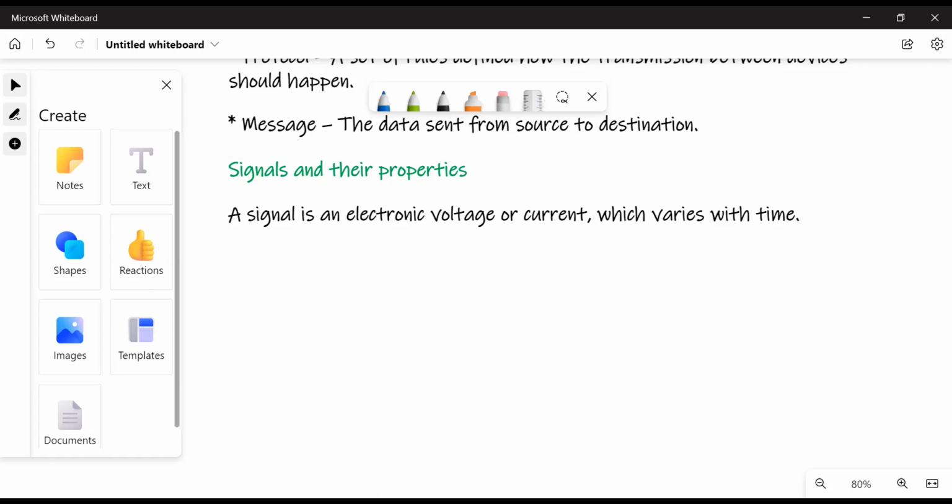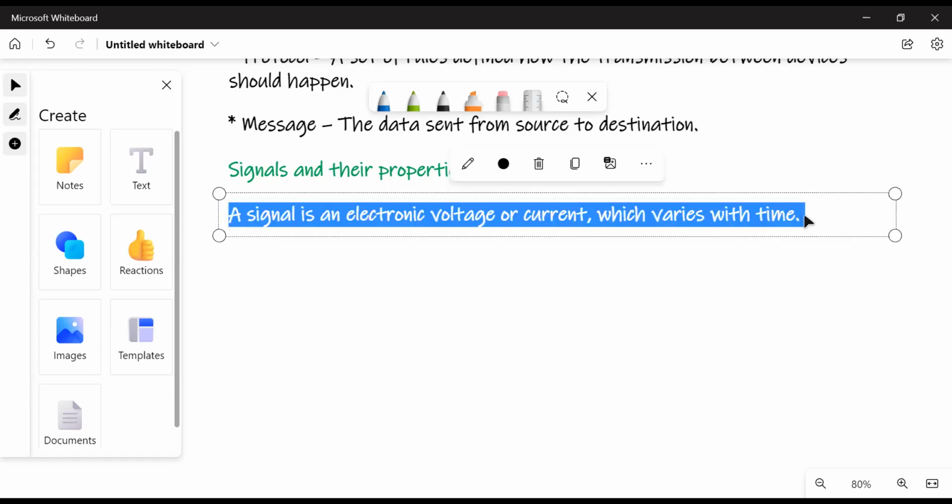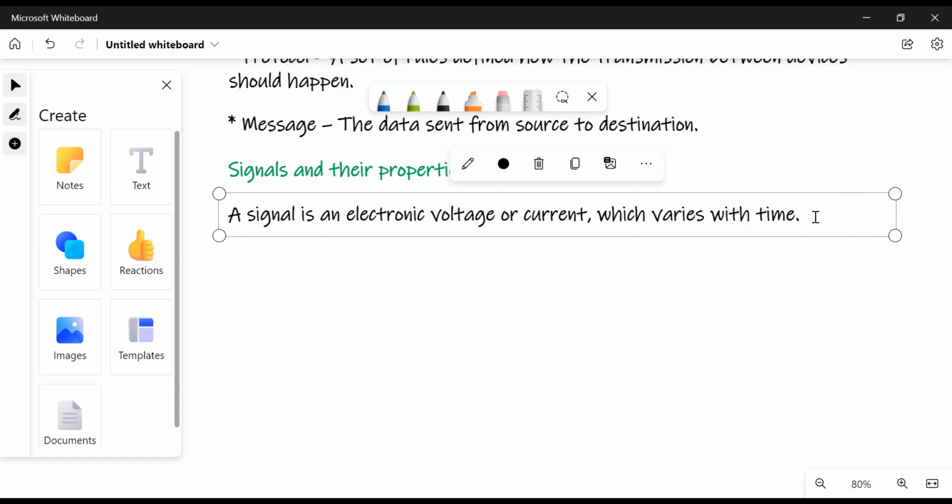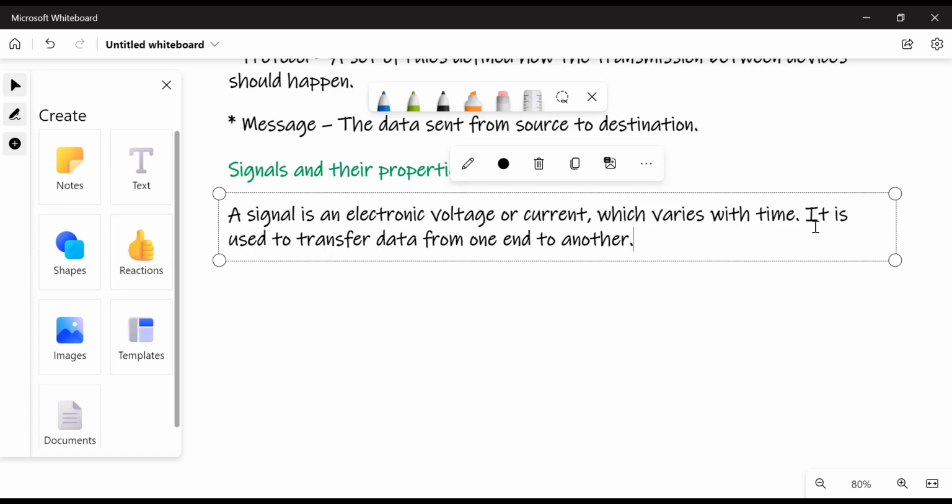And this signal we can use to transfer data from one place to another. So it is used to transfer data from one end to another.